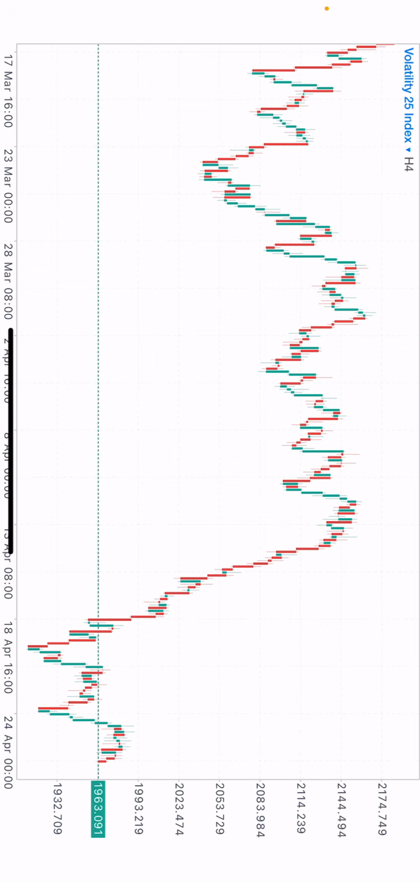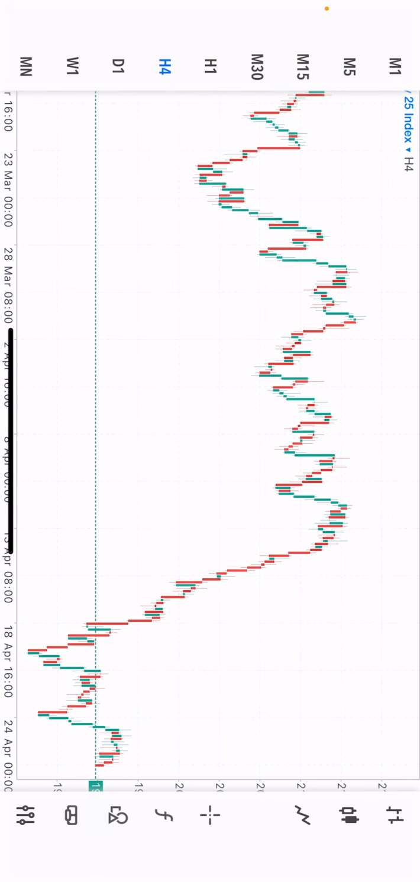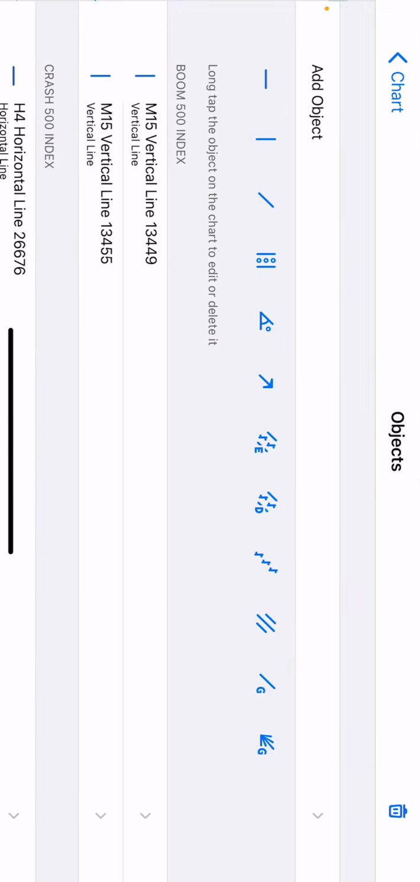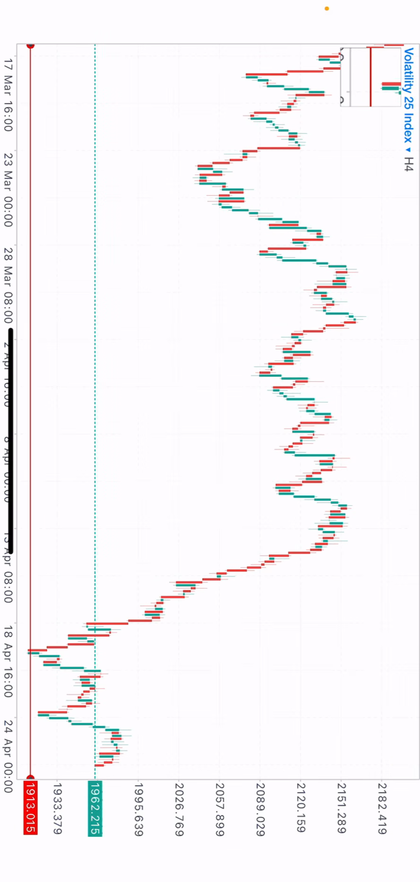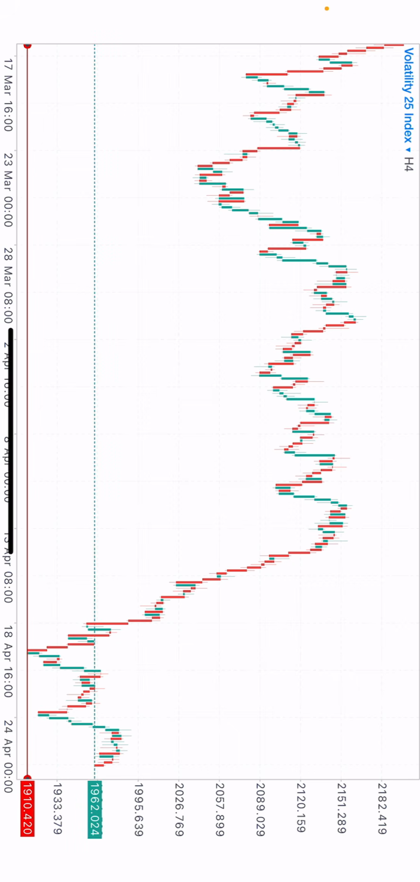Now on the 4-hour time frame, it seems like it's going to sell, but let's first plot our support and resistance level. So guys, in this video you will learn how to analyze the market with price action. I'll plot the support level right here as our first support level.